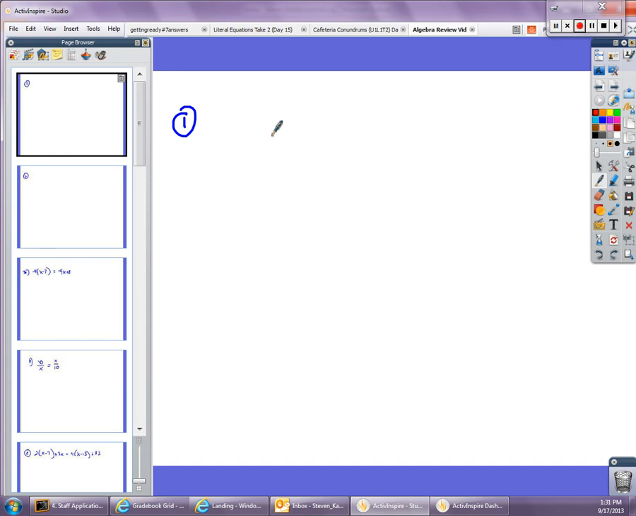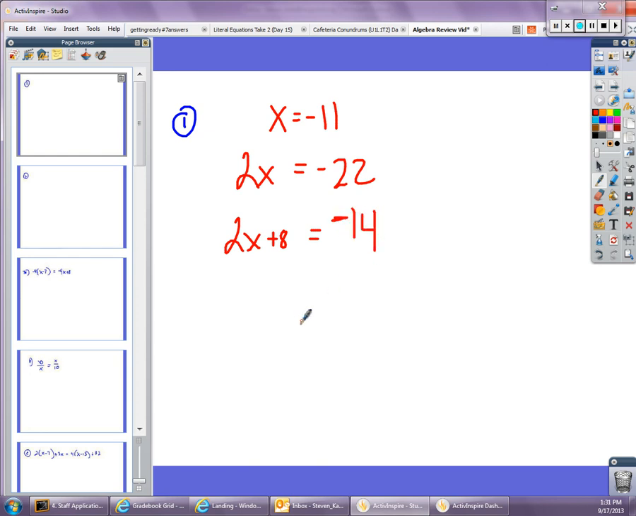I'm going to start off with the answer, x equals -11, and I'm going to go ahead and multiply both sides by 2. Then I'm going to go ahead and add 8. And when you add 8 to -22, you get -14. And right there, that's enough. That would be a multi-step equation where x equals -11.